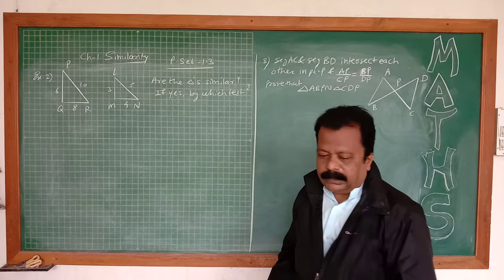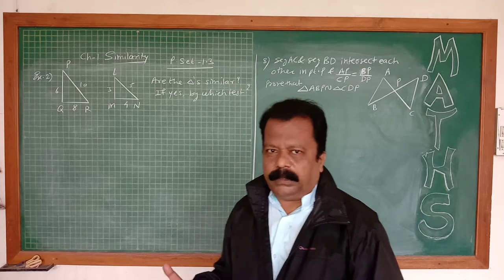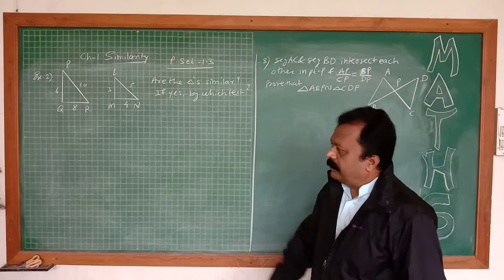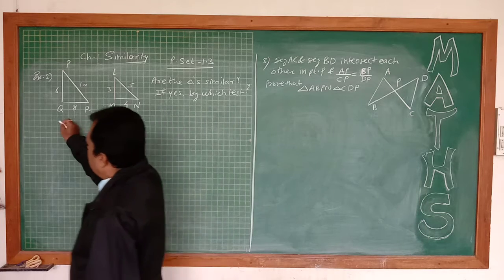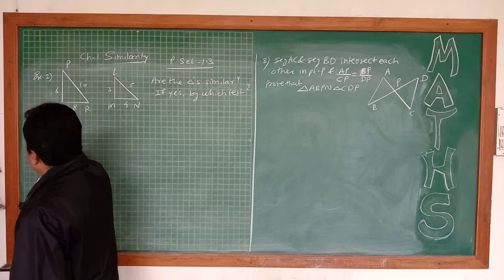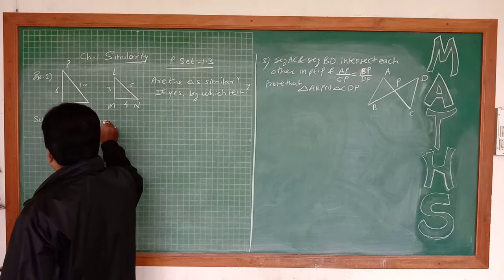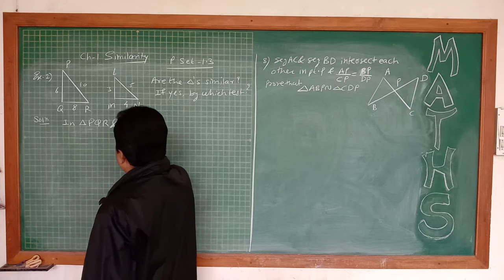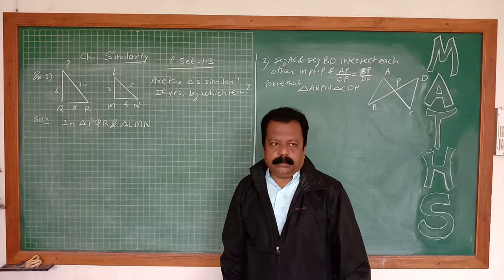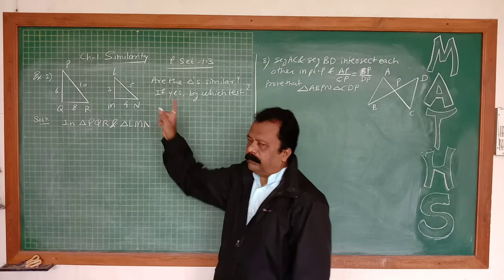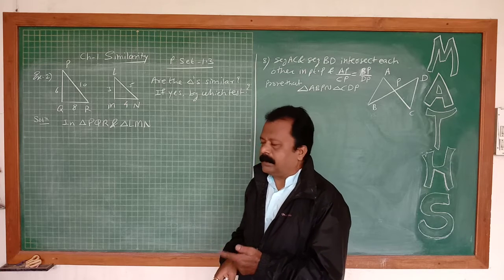Before this session, I gave a theoretical idea about how to explain the test. In the same way, I am writing here. In triangle PQR and triangle LMN, what do we see? All sides are given. So first find the correspondence.